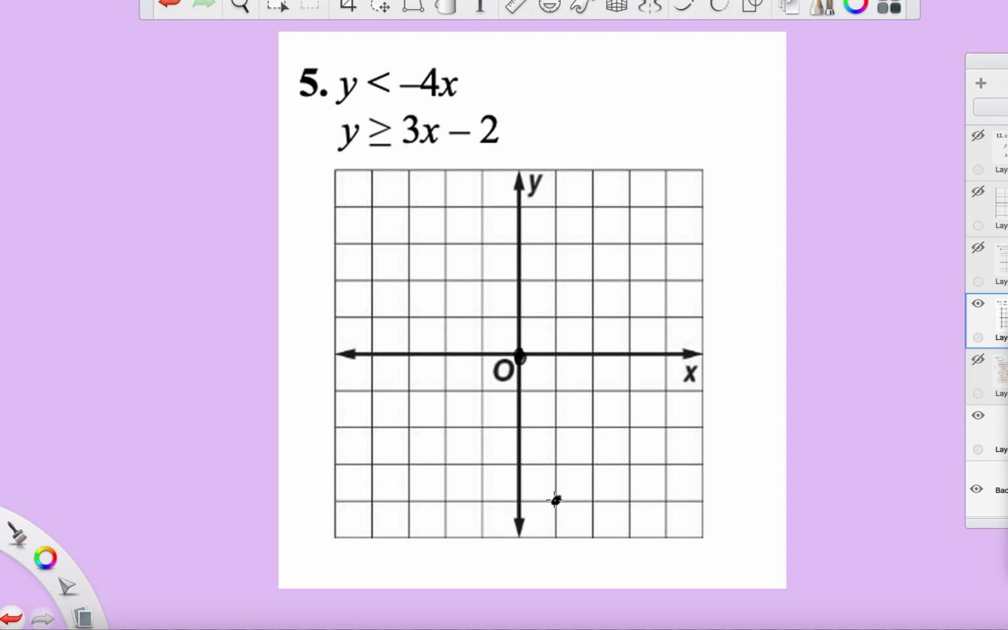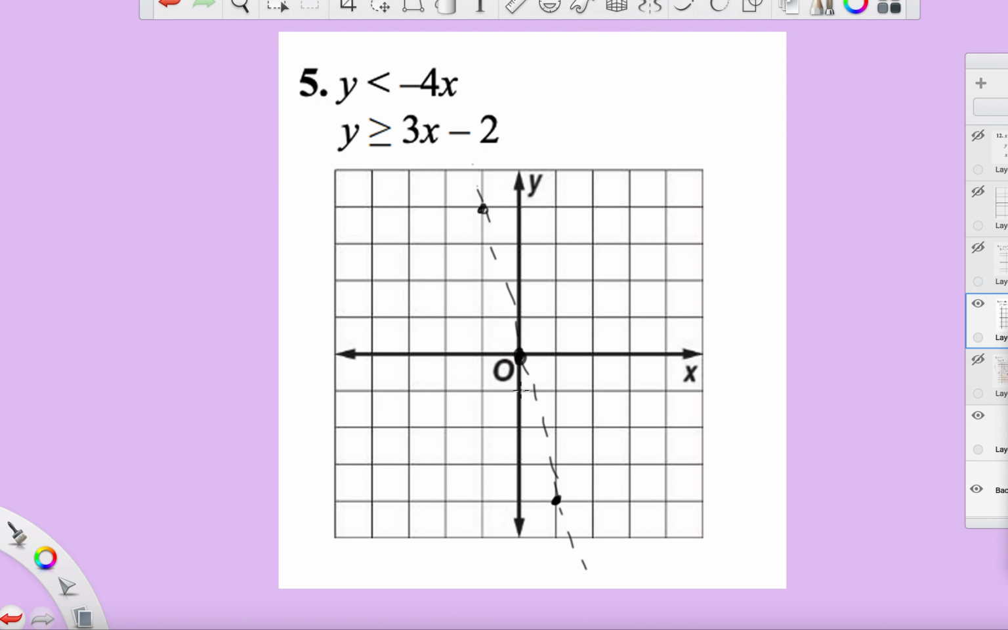That's negative, right? And then, like I said before, I can cheat. I can go up 4 and back 1. Right? And now I'm going to make my dotted line. And I apologize because it's not super straight. It's hard to make that straight line without making it solid.